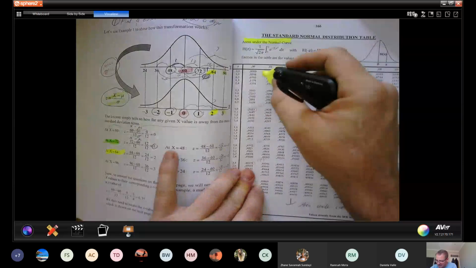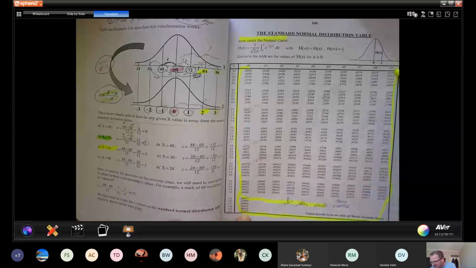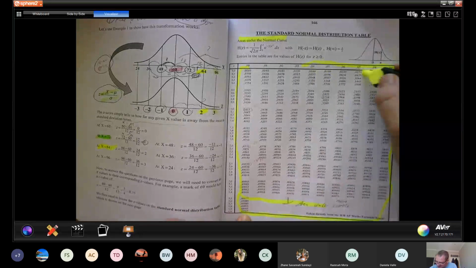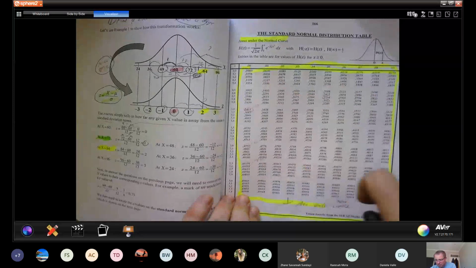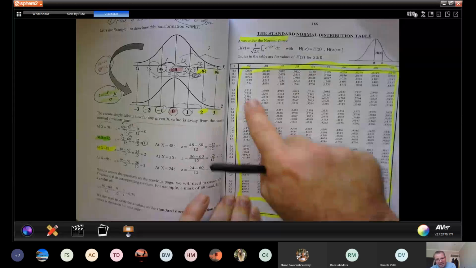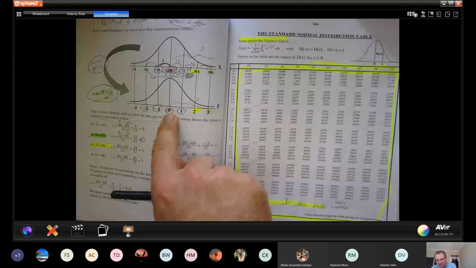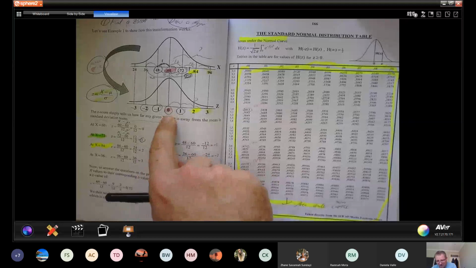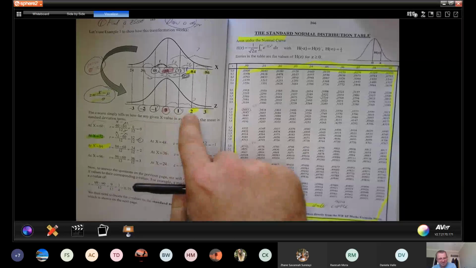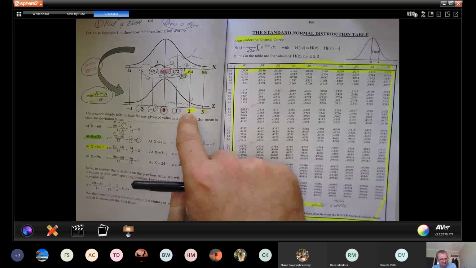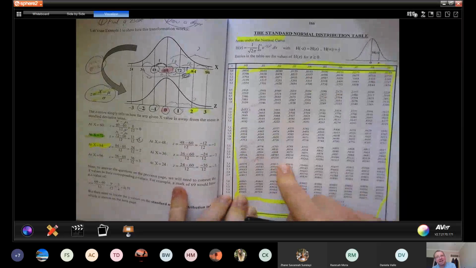Okay, so those things in this region, within that yellow block, are areas under a normal curve. For what? Not for your X scores, but for your Z scores. In other words, for a standard normal distribution table, which has a mean of 0, a Z score of 1 means 1 standard deviation from the mean. A Z score of 2 means 2 standard deviations from the mean. So we need a Z score in order to calculate area under the curve.